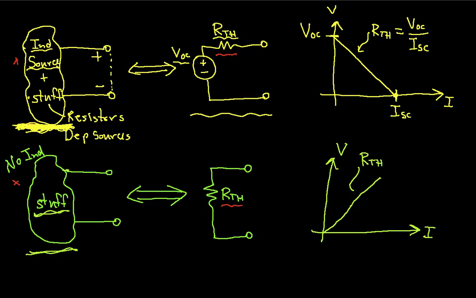If I do have dependent sources, then what I have to do is put a test source across these two terminals, say a 1-volt test source, and then I look at the current that flows in. The ratio of the voltage, this 1 volt, to the current will tell me what RTH is.